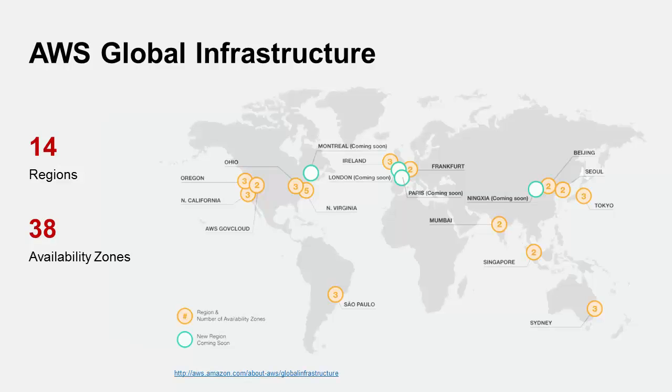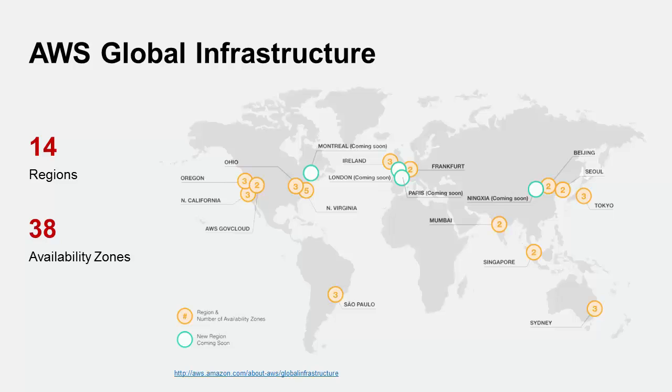AWS is built on a global infrastructure around regions and availability zones. A region is a physical location in the world where we have multiple availability zones. Availability zones consist of one or more discrete data centers, each with redundant power, networking, and connectivity housed in separate facilities. Availability zones offer you the ability to operate production applications and databases which are more highly available, fault-tolerant, and scalable than would be possible from a single data center.